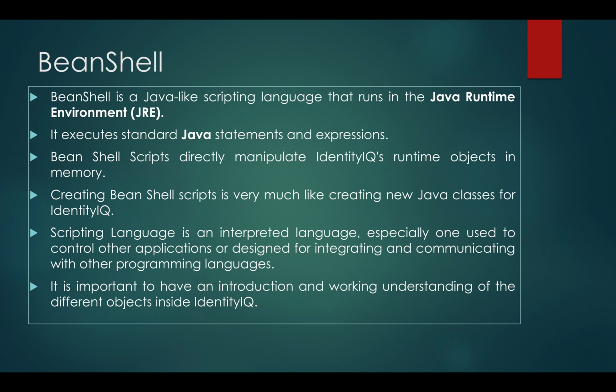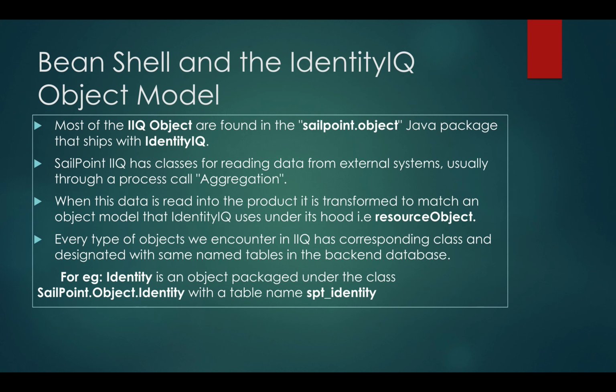Before I describe the object models, let me quickly describe what BeanShell is. BeanShell is a scripting language. By scripting language, we mean that these scripts are generally written to control other applications, or they are designed for integrating and communicating with other programming languages. Creating a BeanShell script is much like creating Java classes or methods for IdentityIQ. The BeanShell script directly manipulates IdentityIQ's runtime objects in memory. Therefore, it is important to have an introduction and working understanding of the different IdentityIQ object models before we move into writing or customizing those objects. In a nutshell, BeanShell is a Java-like scripting language that runs in the Java runtime environment.